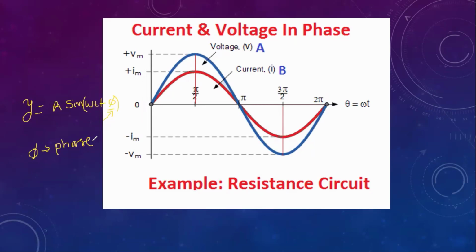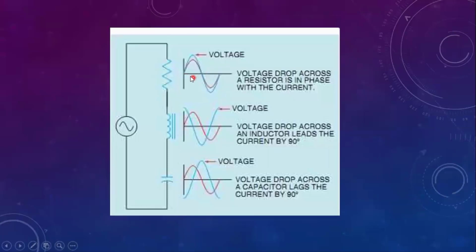In second year, third year and fourth year, you will be dealing with electronic circuits where you will get many things like this. Let's say a resistive circuit: the current and the voltage are in phase, because the voltage drop measured across the resistor is in the same phase as the current. If you take an inductor, voltage leads the current by 90 degrees. In the case of a capacitor, voltage lags the current by 90 degrees.